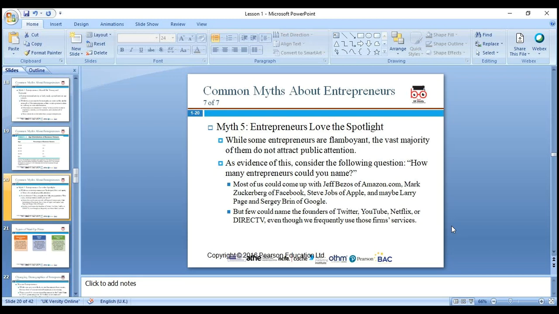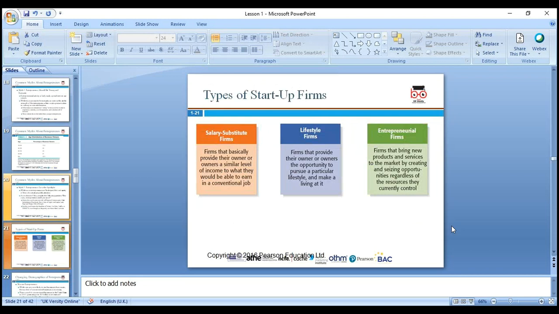Yes, of course, we know the Amazon boss, Mark Zuckerberg of Facebook, Steve Jobs of Apple, and maybe others as well. We can look around at Google and various others, Netflix and YouTube. These founders are all entrepreneurs.